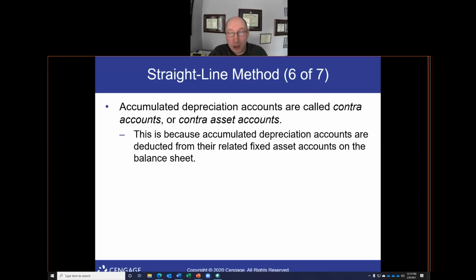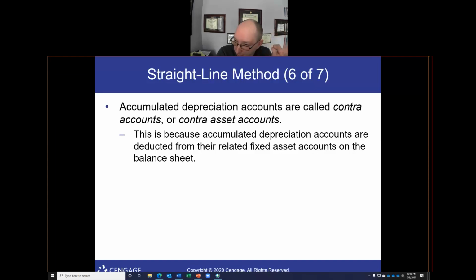Okay? The accumulated depreciation is a running tally. It adds up all of the depreciation over time. Because your fixed asset on your balance sheet will always represent the initial cost. So on my balance sheet, I have forklift, $24,000. Underneath that, I have accumulated depreciation, forklift, minus $4,400 is the balance at the end of that first year.